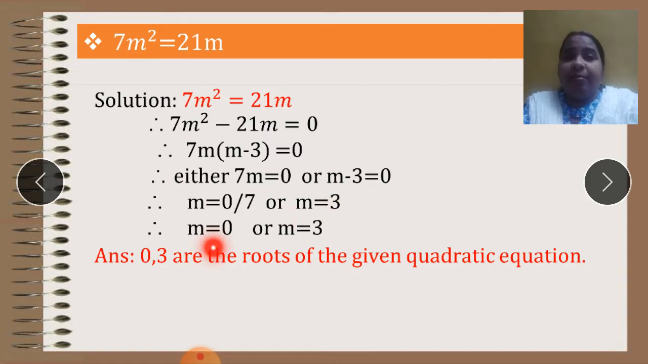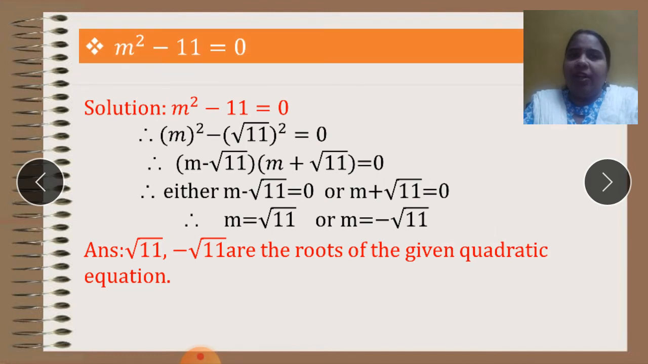0 upon 7, maximum of you, I don't know why, but you all write it as 7. Anything, when you divide 0 by any number, you get 0. Correct? So m is equal to 0 and m is equal to 3 are the roots of the given quadratic equation. I hope this sum is clear. Yes, when they are non-perfect squares, simply try to take common and then equate it to 0 to get the final answer. These are the steps that you need to follow. So the final answer, 0 and 3, are the roots of the quadratic equation. Okay. Let us move to the next question.